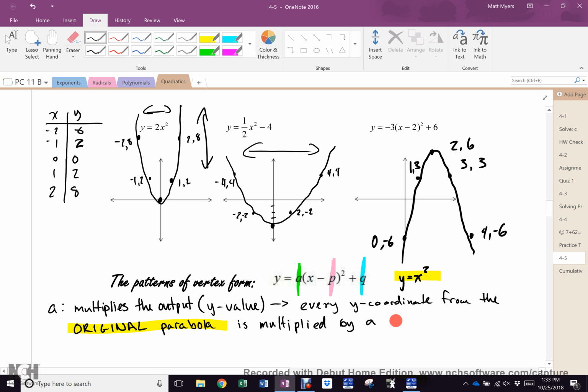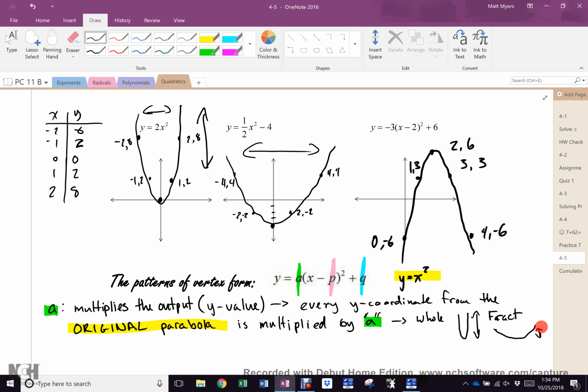What is the result? Either the parabola multiplied by A. I'm going to highlight that green because I used green. If it is a whole number, your parabola gets skinny because it stretches this way. If it is a fraction, your parabola gets wider because it shrinks up and down. Is everybody cool?